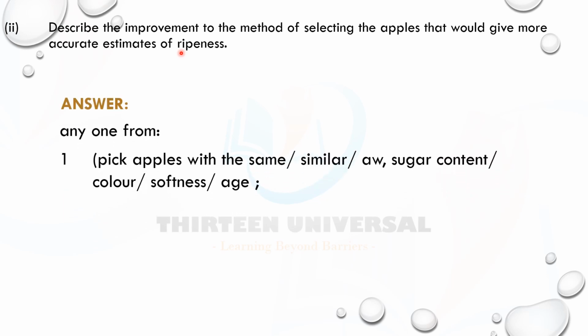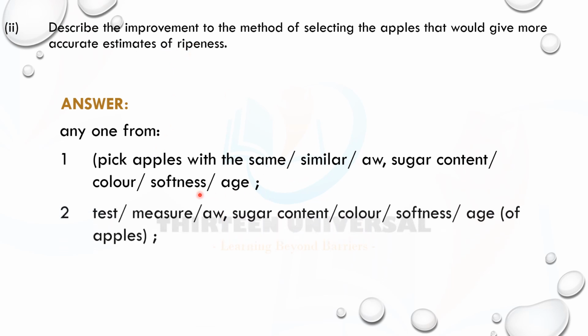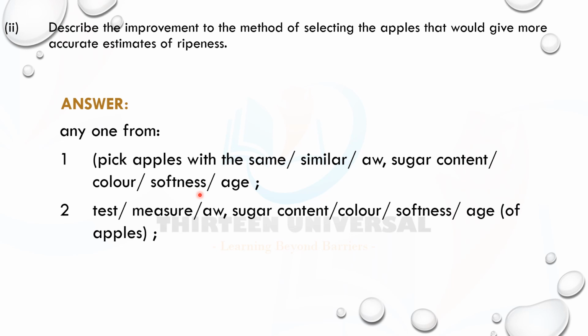Pick apples with similar sugar content. Sugar content can be used, by measuring the amount of sugar, or the color of the apple, softness or age, can be used to determine the ripeness. If these apples have the same age, they should ripen at the same time. Their color looks similar. The two apples that have similar color should ripen at the same time. To estimate ripeness, you can also use the softness. Test, measure sugar content.